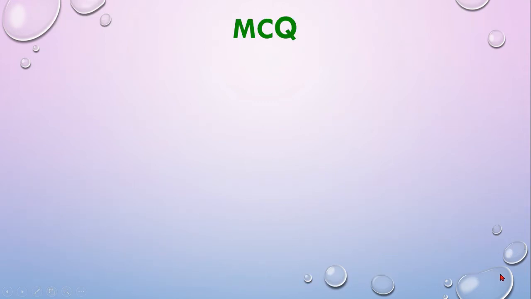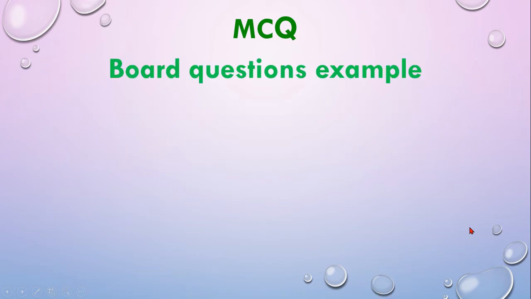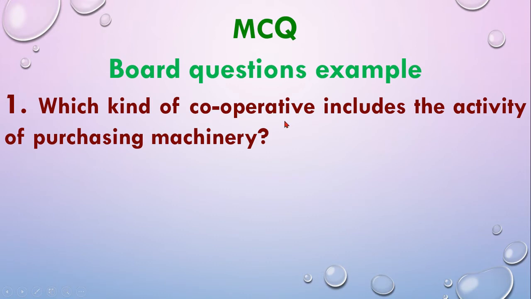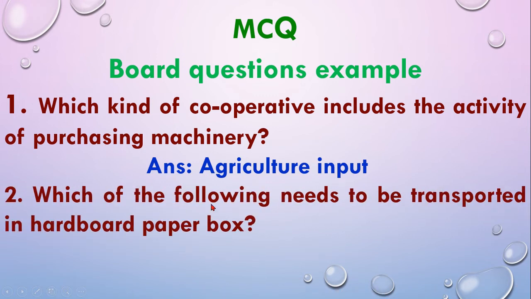Now I will show you some examples of MCQ which you can get in the exam. First one is, which kind of cooperative includes the activity of purchasing machinery? The answer will be agriculture input. Already I talked about that. Next one is, which of the following needs to be transported in hardboard paper box? The answer is fruit and flower. So this is the example of MCQ.